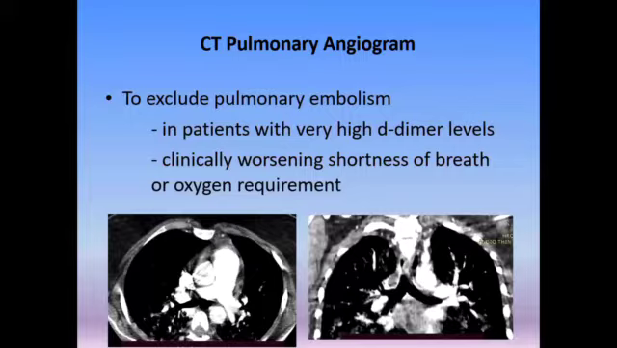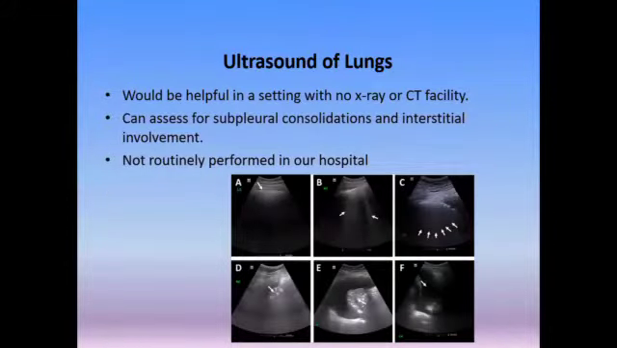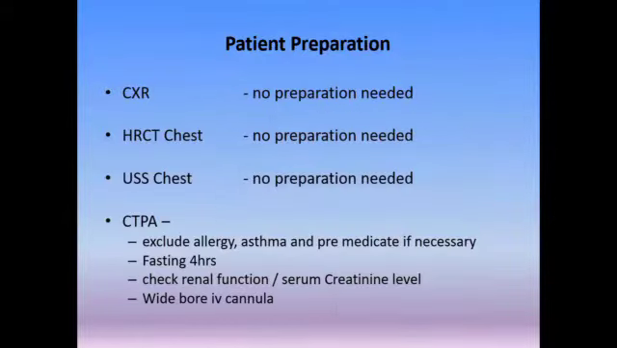So therefore, CT pulmonary angiogram is also, I would say, fairly frequently performed in these patients, right? And as I said earlier, there is the possibility of doing an ultrasound of the lungs at the bedside, which would give you an idea of the peripheral lung field, whether there are subpleural consolidations or interstitial involvement. Of course, you can't assess the entire lung with the ultrasound, because you will only see the peripheral lung which is close to the probe. It is not very commonly performed.